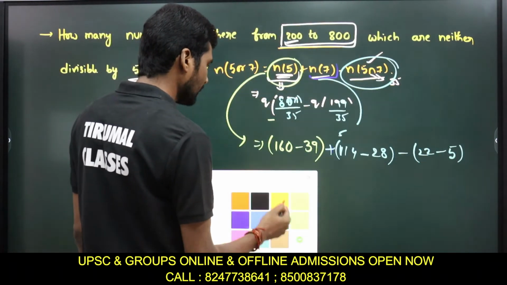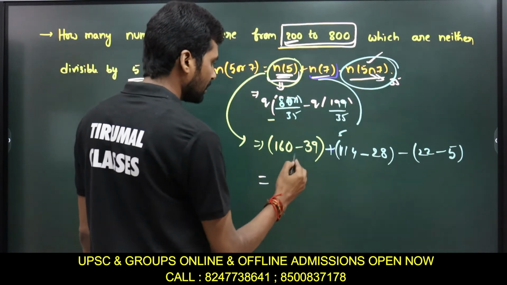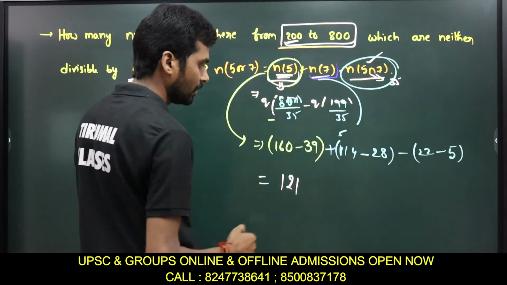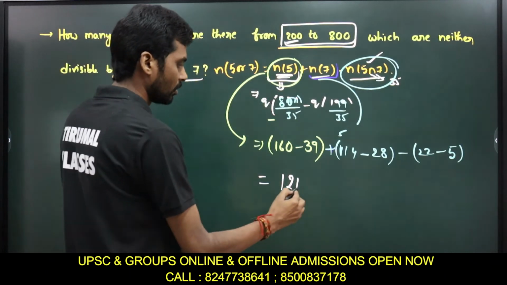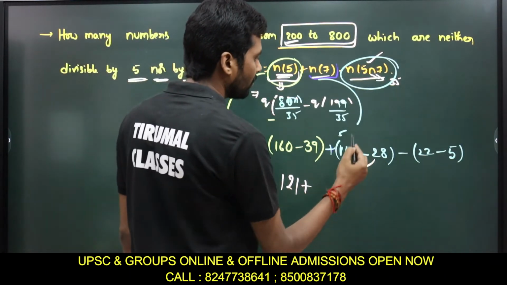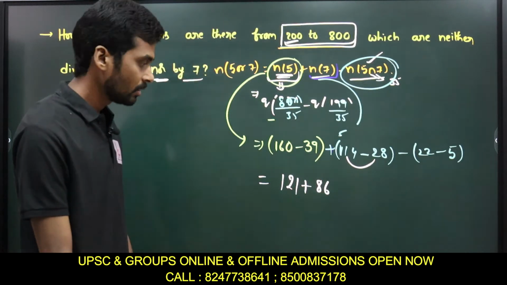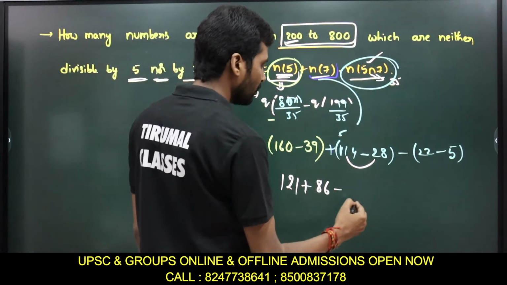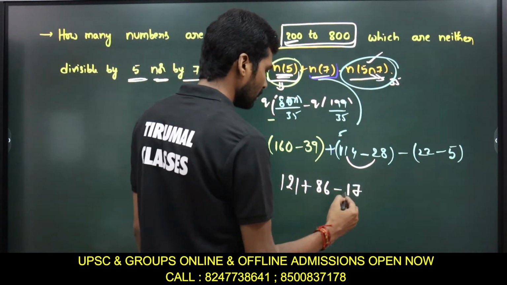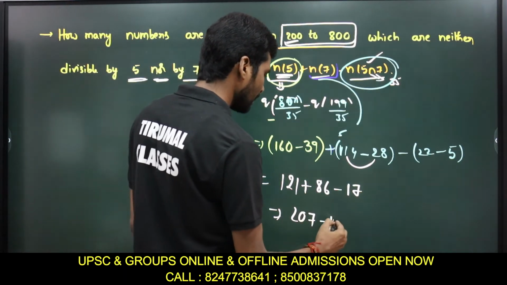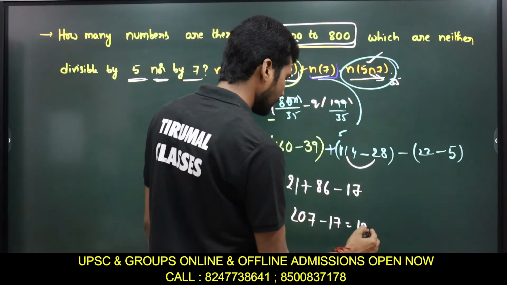Now if I take it completely: 160 minus 39 is 121. Next, plus 114 minus 28 is 86. So the total is 207. Then minus 22 minus 5, which is 17. So 207 minus 17 is 190.